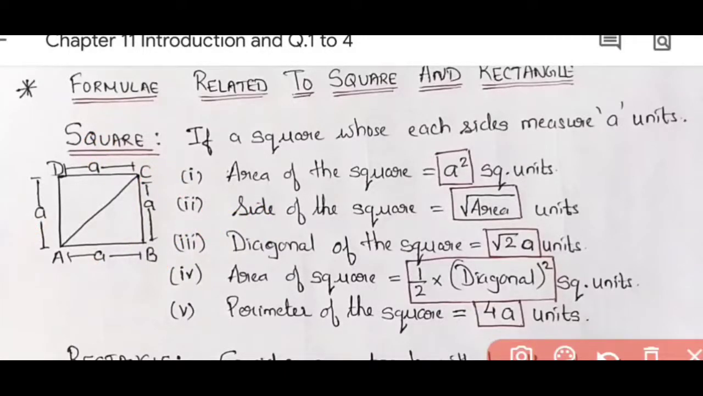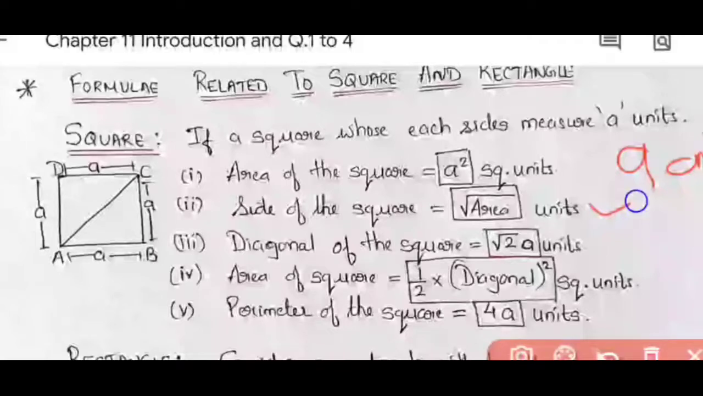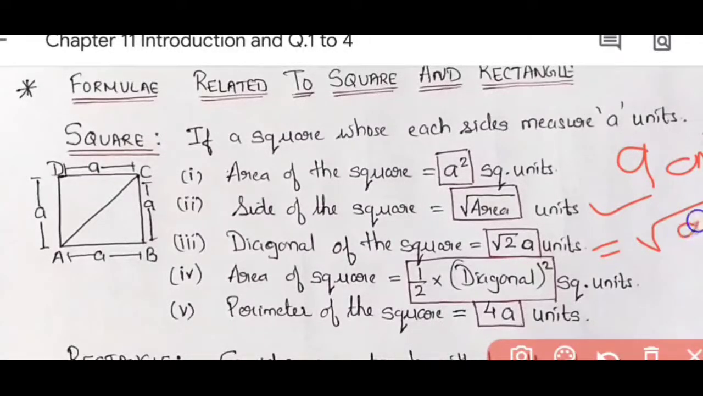Now second formula, side of the square. If they have given you the measurement that area is 9 square centimeter, find its side. So which formula you will apply? You will apply the second formula. You will write side of the square is equal to under root 9. And what is root 9? Which is equal to 3 centimeter. Hope you have understood how to find the side if they have given you the area.